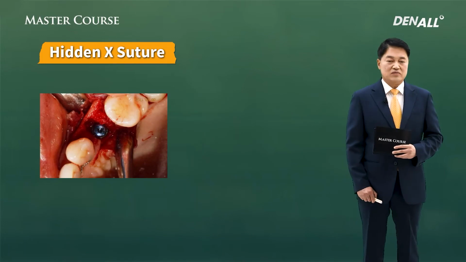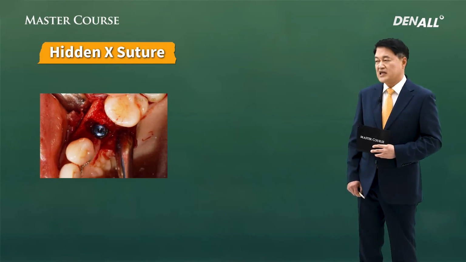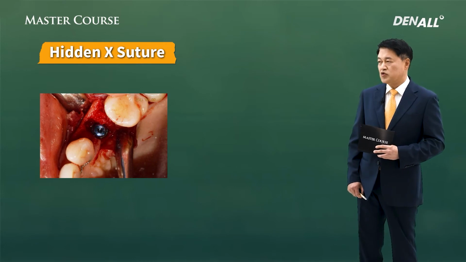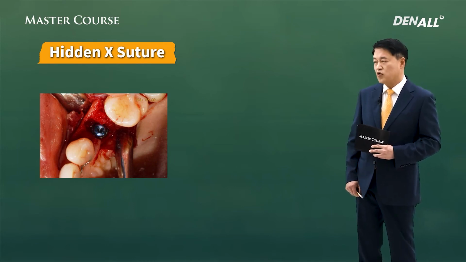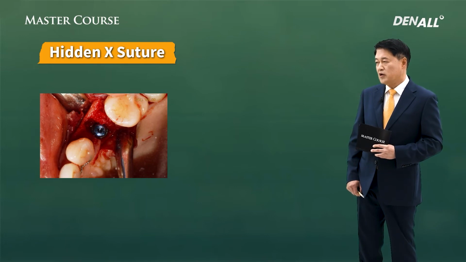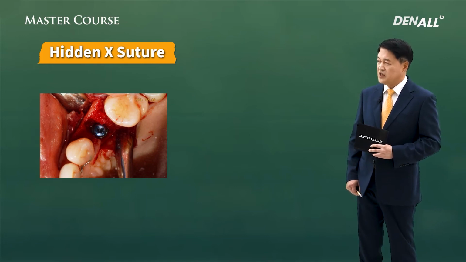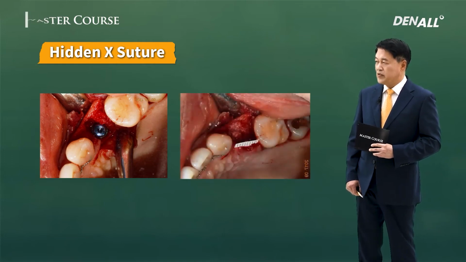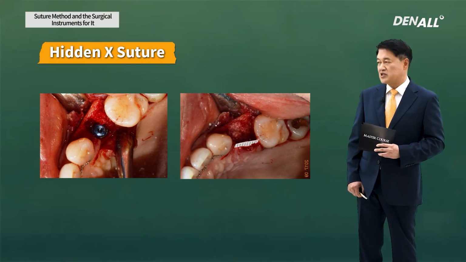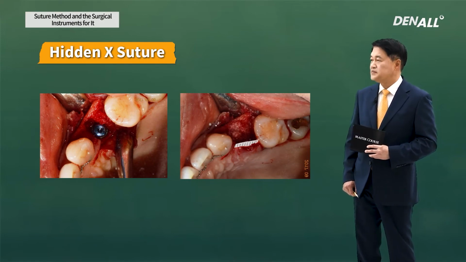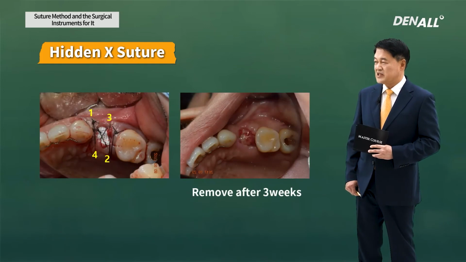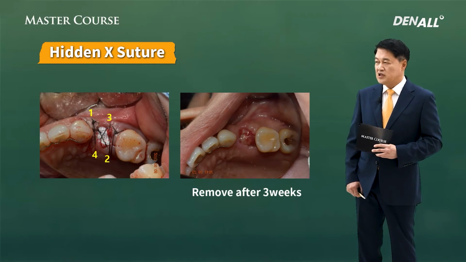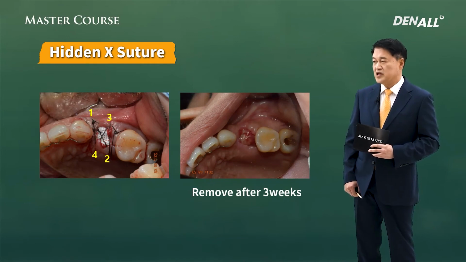Now let's look at a clinical case. After extraction, we immediately placed an implant, and on the buccal side, there was a bone defect. On the lingual side, there was also insufficient bone, so we did bone grafting, and then for the open membrane technique, an unobservable cytoplast was applied. After that, the hidden X suture was done. From the mesial-distal side, interrupted suture was performed. Then at the center where there is membrane, the hidden X suture was done.